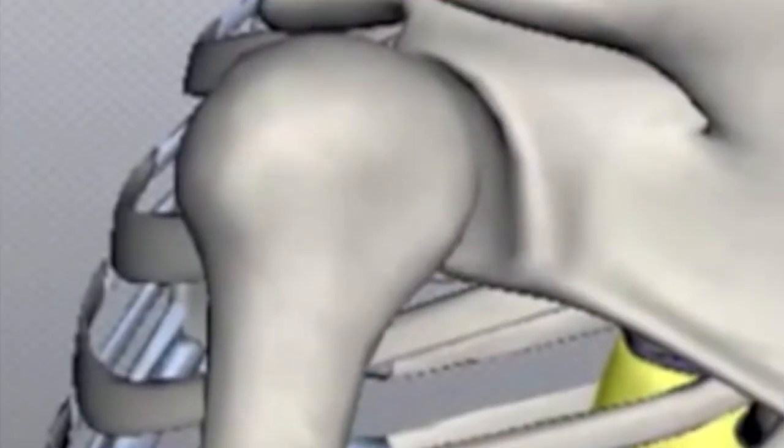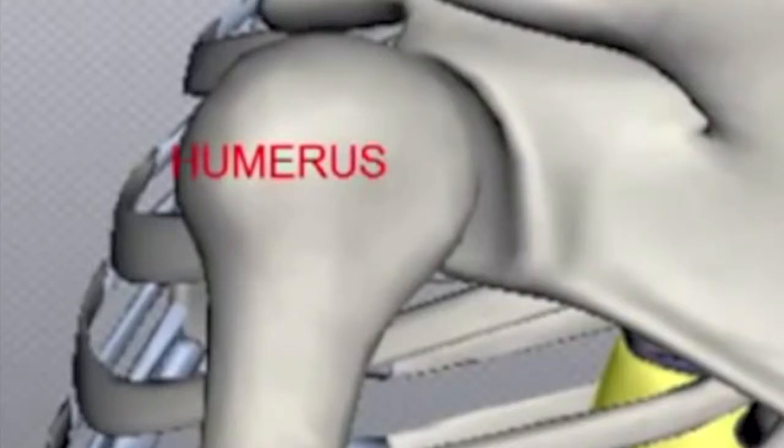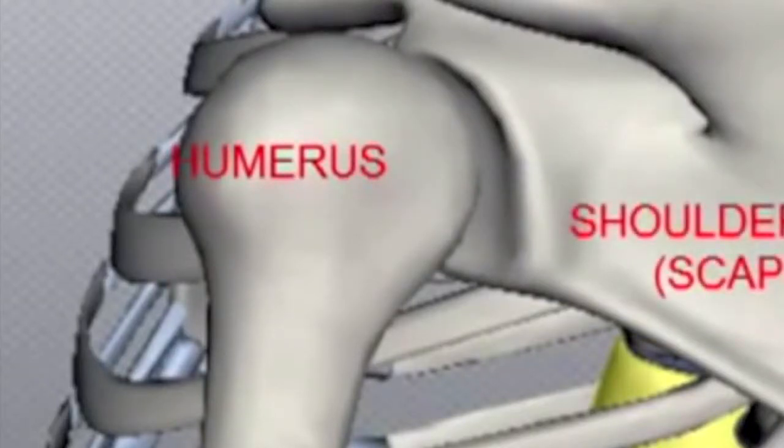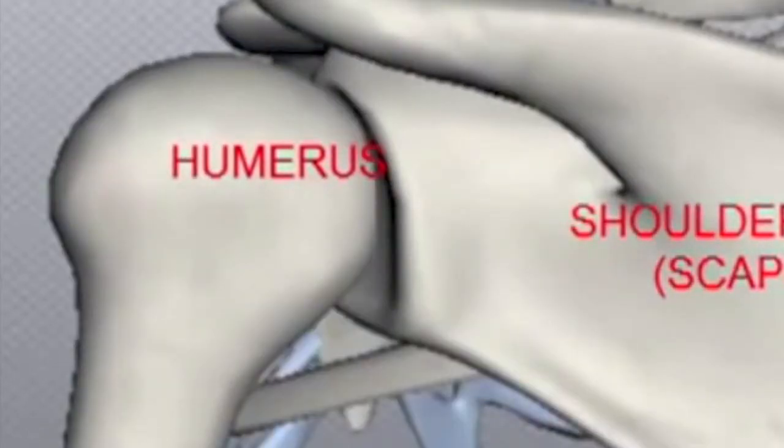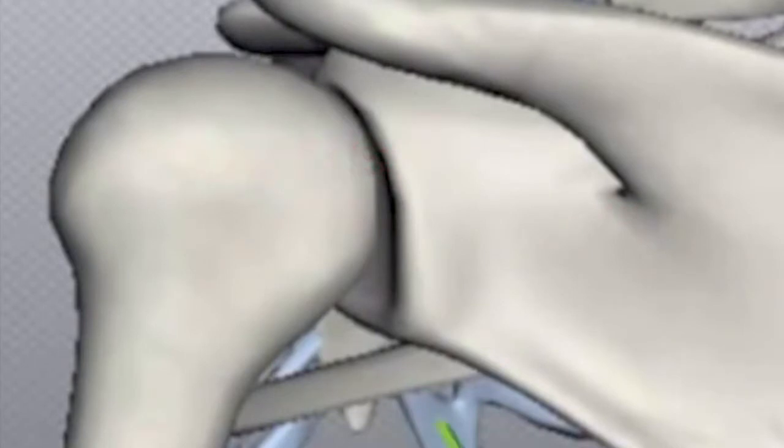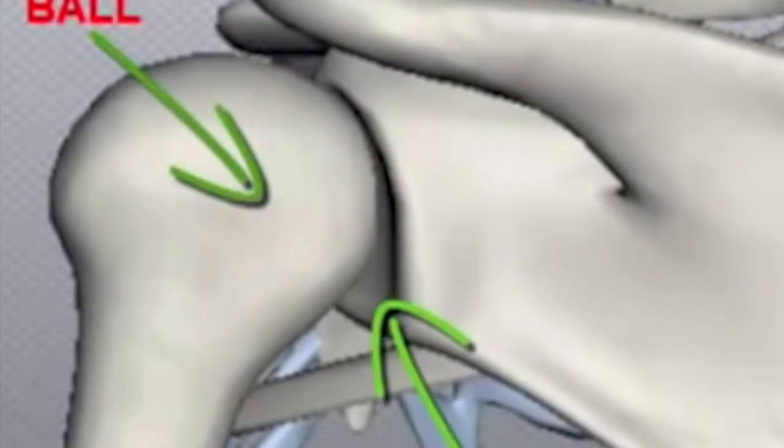If you take a look, here's the humerus bone, which is the top part of our arm, and the rounded end of the humerus bone connects into our shoulder blade, which is called the scapula. And if you take a closer look, you'll notice that there's a cup-like indentation in the scapula, and that's where the rounded end of the humerus fits into.